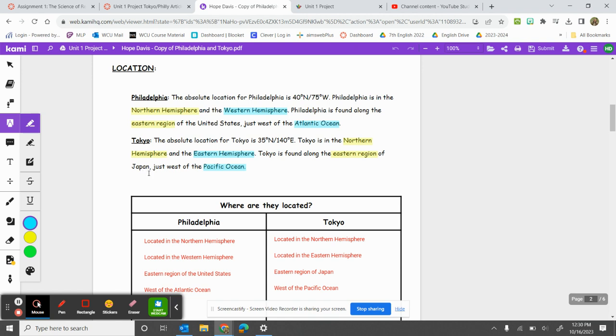Philadelphia is found in the eastern region of the United States, and Tokyo is found in the eastern region of Japan. Some things that are different between these two cities is that Philadelphia is located in the western hemisphere and Tokyo is located in the eastern hemisphere. They're also just west of 2 different oceans, Philadelphia the Atlantic and Japan the Pacific.